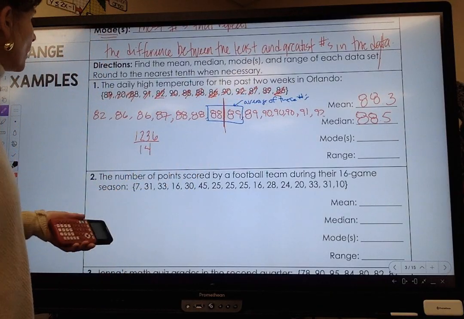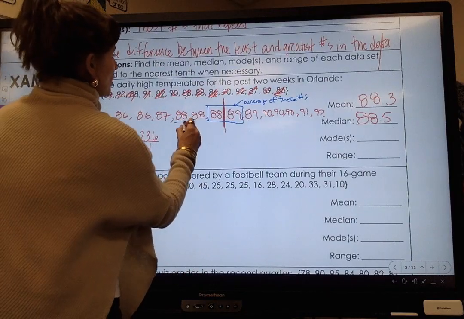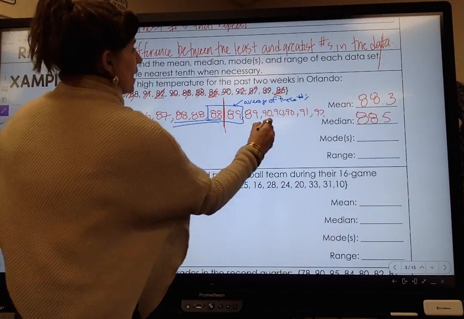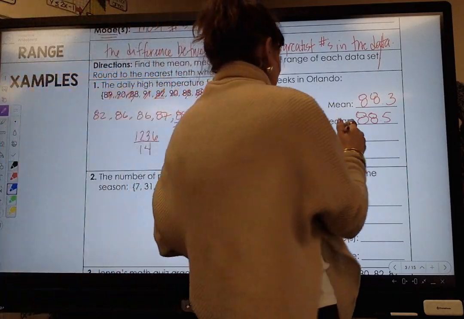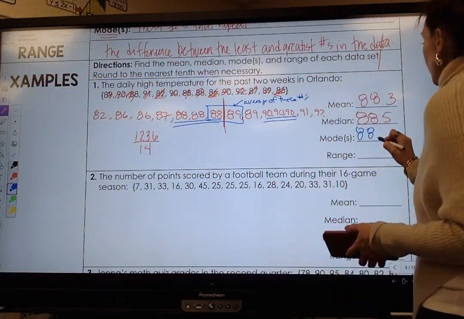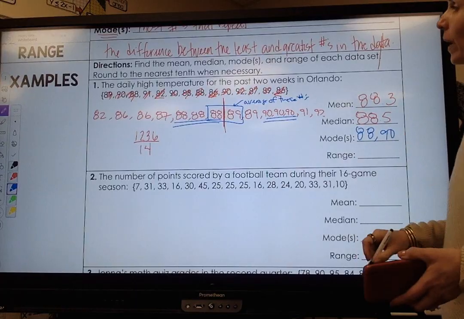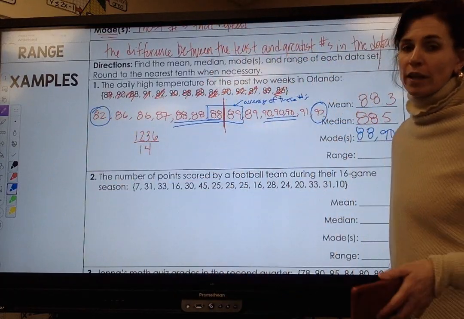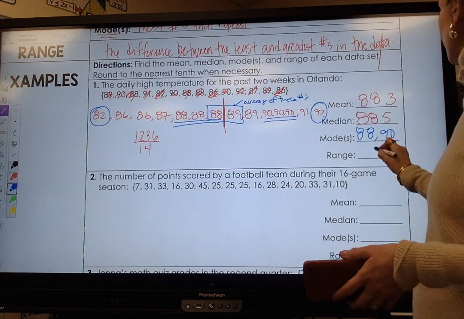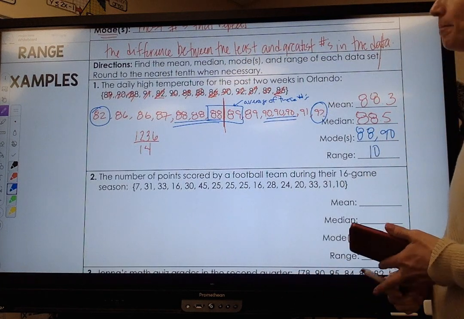And then the mode, well, 88 is occurring 3 times, and 90 is occurring 3 times. So you have 2 modes. You have 88 and you have 90. And the range is you take your top number and subtract your bottom number, and that would be 10. So the range is 10.